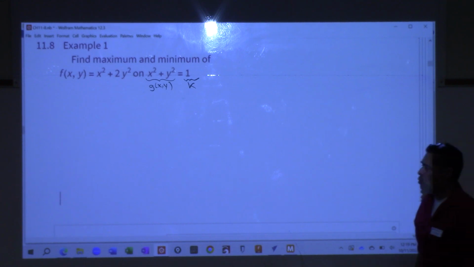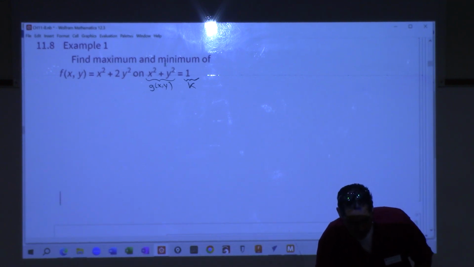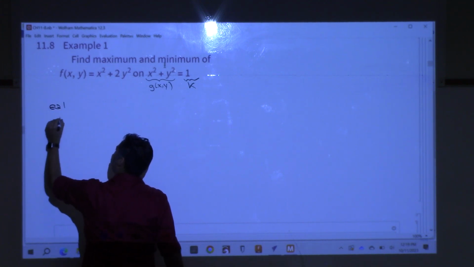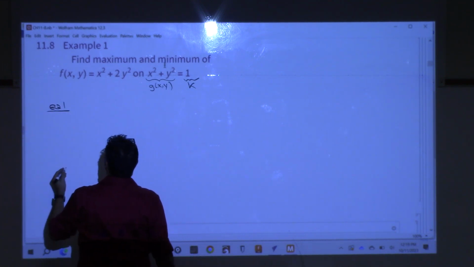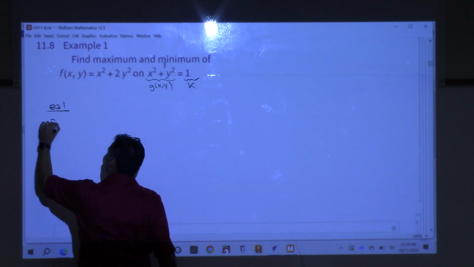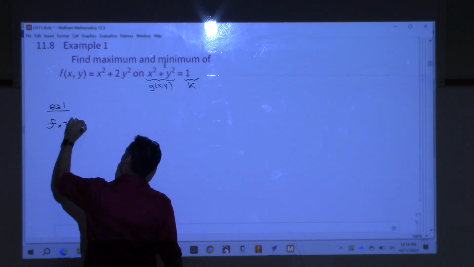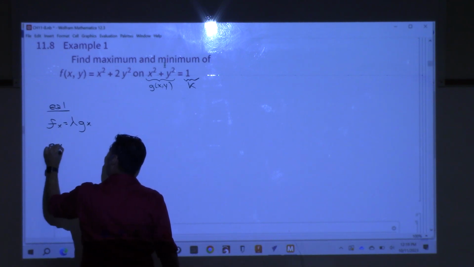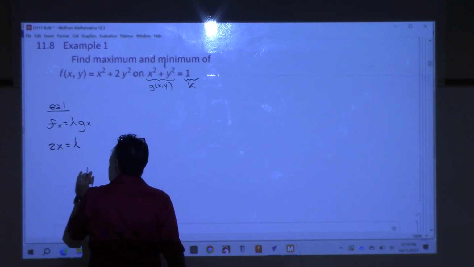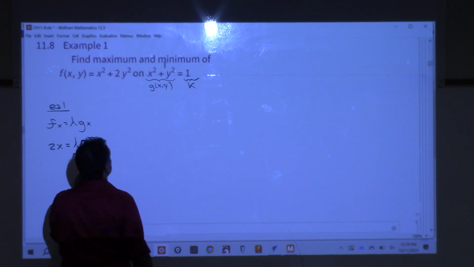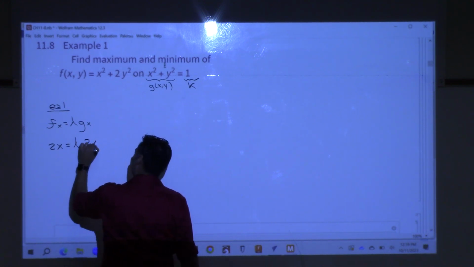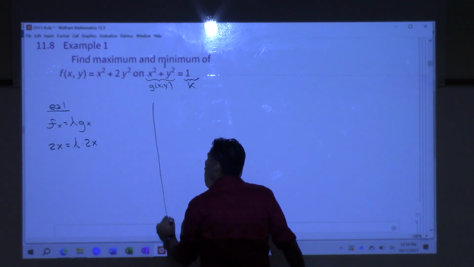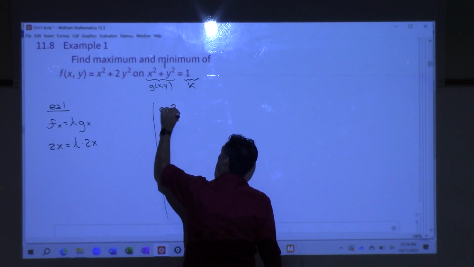Let's do it. Equation 1. All right, what is the partial of f with respect to x? I'm going to write here what I'm doing. 2x must equal lambda, I don't know, right? What's the partial of g with respect to x? 2x. Well, that's not so bad. Okay, next equation.